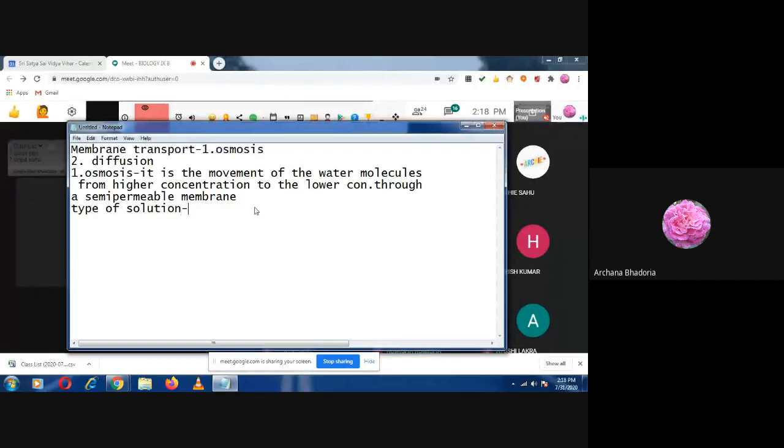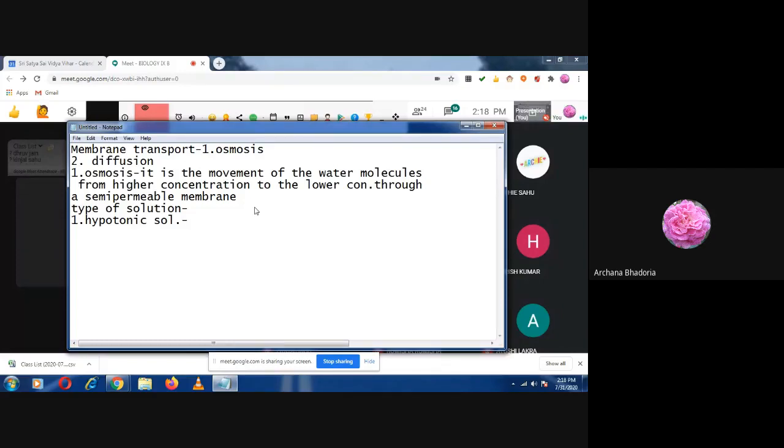Now, what are the different types of solutions? They are the hypotonic solution. Now, what is hypotonic? Understand, children, hypo means less. And the word tonic has come from tonicity. Tonicity means concentration. I am saying hypo means less. Now less or more, we are comparing it with the concentration of the cytoplasm.